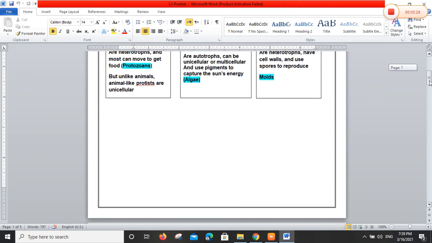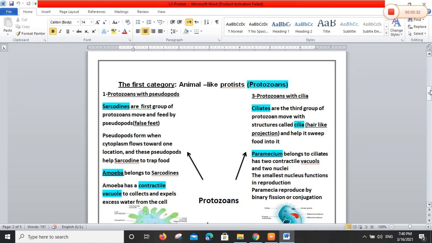Okay, miss. Move to the first category, animal-like protists, protozoans. We have 4 groups in protozoans. When we speak about protozoans, I mean animal-like protists, the protists that behave like animals. This is protozoans.